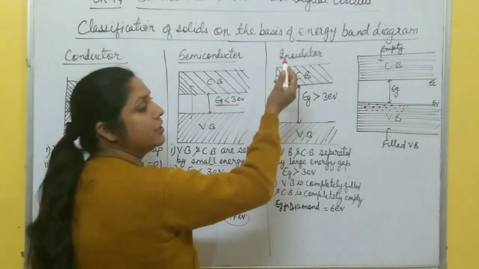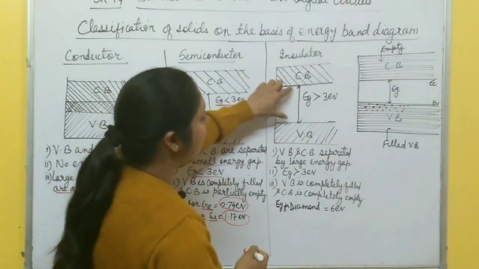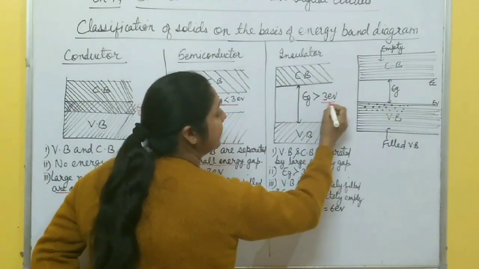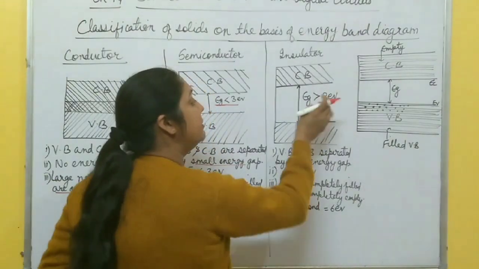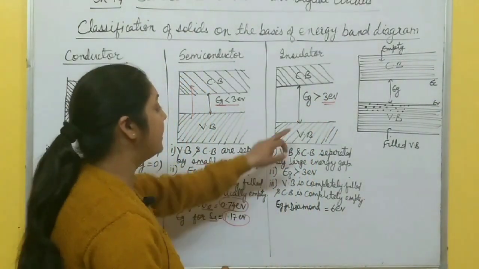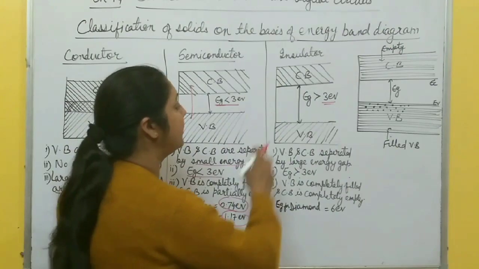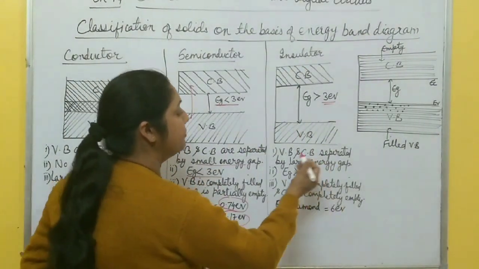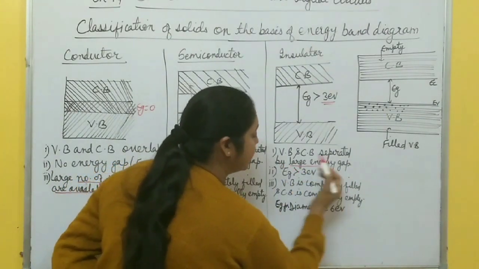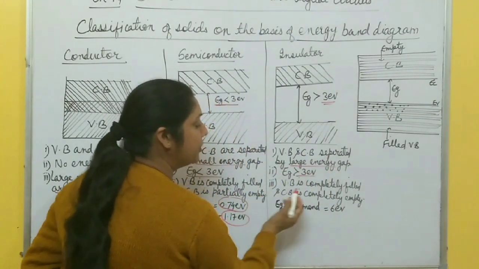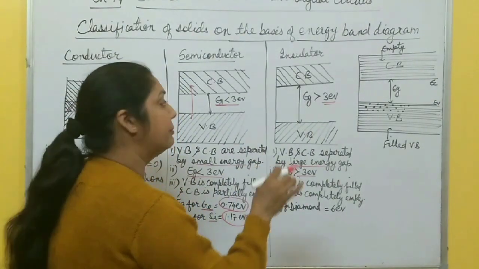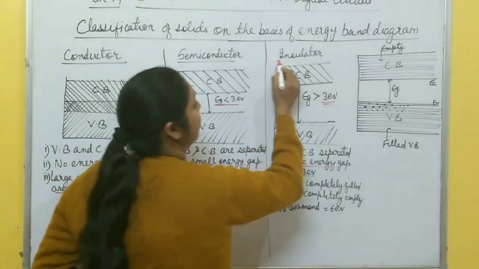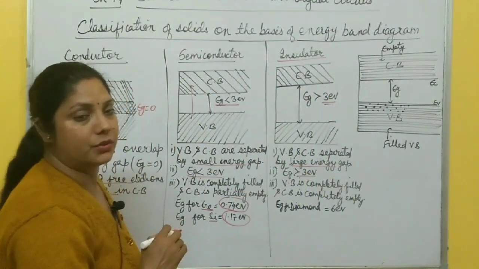And then the last one is insulator. An insulator has a large band gap between the valence band and conduction band, greater than 3 electron volt. It means this much energy is required for a valence electron to move from the valence band to the conduction band, which is not possible at room temperature. So the valence band is completely filled, but the conduction band is completely empty, or unfilled, in case of an insulator.